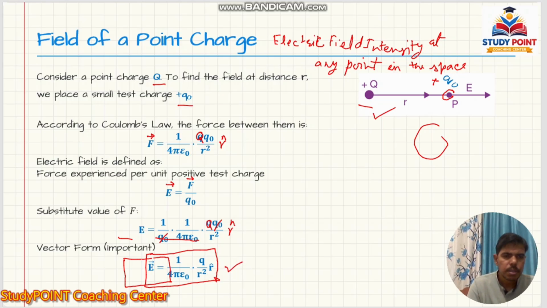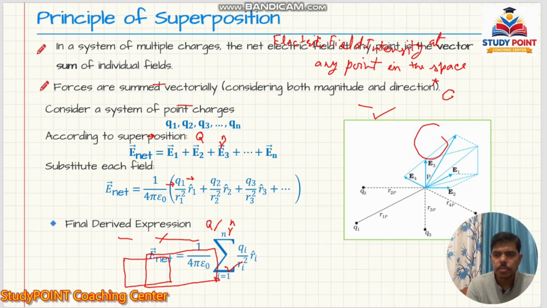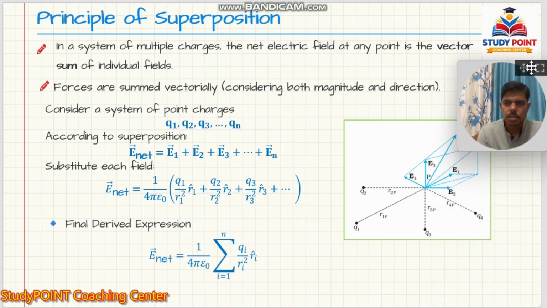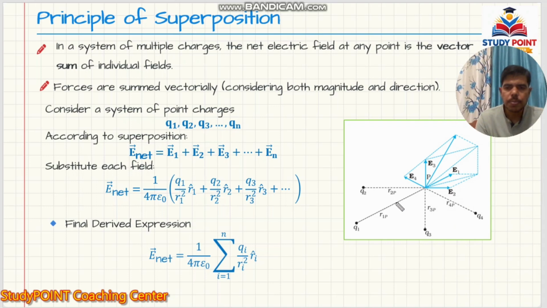Alright. Now, since electric field is also due to the force of attraction or repulsion of a point charge, if there are multiple charges, then the net electric field at any point is the vector sum of the individual fields. This concept is known as the principle of superposition. The forces are added vectorially, considering both magnitude and direction also.